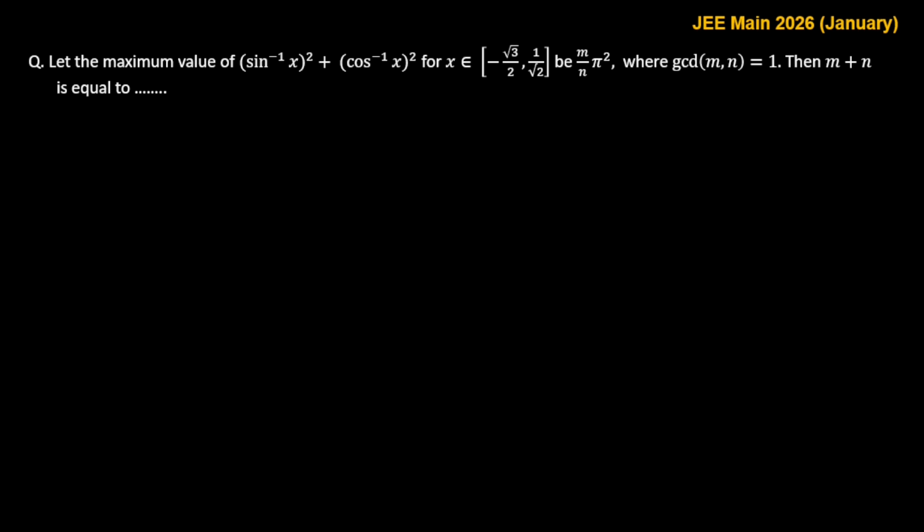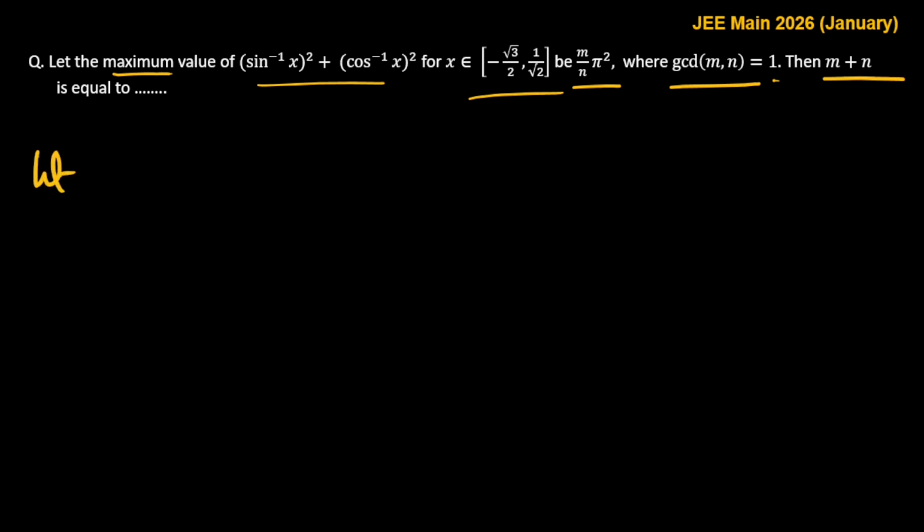Now let us first carefully observe the problem. It is given that the maximum value of this function is m by n pi square when x belongs to [-root 3 by 2, 1 over root 2], and also given that GCD of m comma n is equal to 1. Then we are asked: what is the value of m plus n?